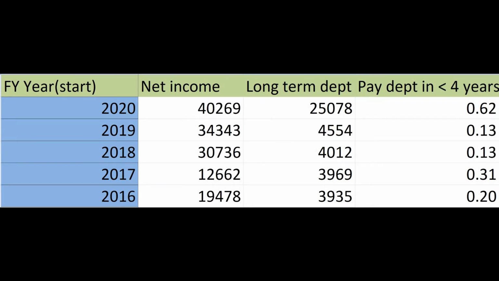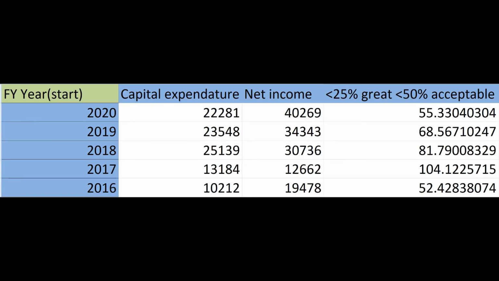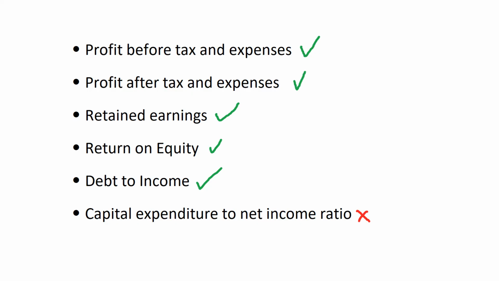Next, we want to see if the company can pay off its debt in less than 4 years. The shorter time to pay off the debt, the better. Next, we want to calculate the capital expenditure to income ratio. The lower the better, so less than 25% is great and less than 50% is acceptable here. Okay, for Google, they pass in all categories except for capital expenditure.